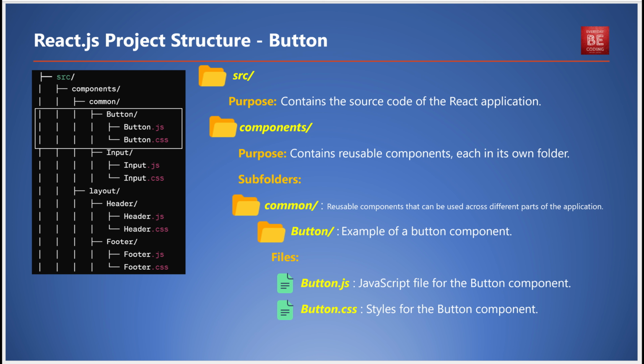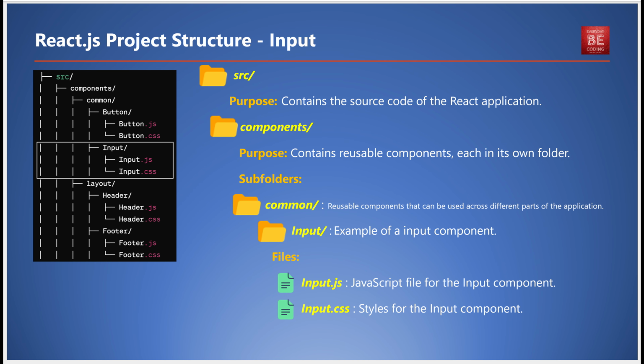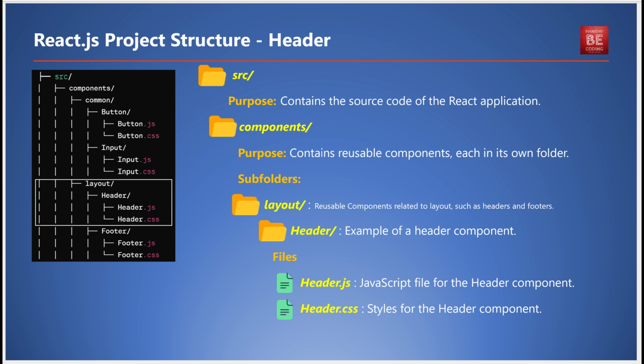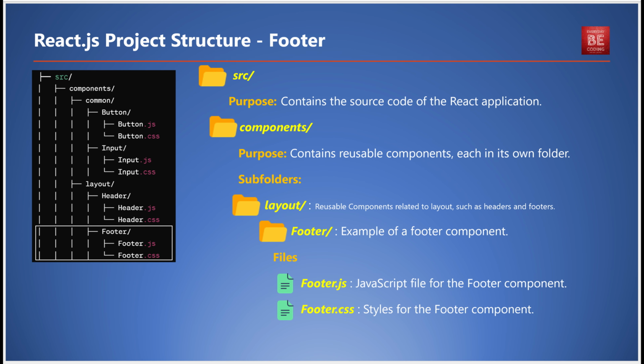This is where components, the building blocks of your React app, are organized meticulously. The common subfolder houses components like button and input, each with their own JavaScript and CSS files, ensuring modularity and reusability. Meanwhile, the layout subfolder contains structural components like header and footer, each responsible for part of the UI layout, making sure your app not only functions well, but also looks good.